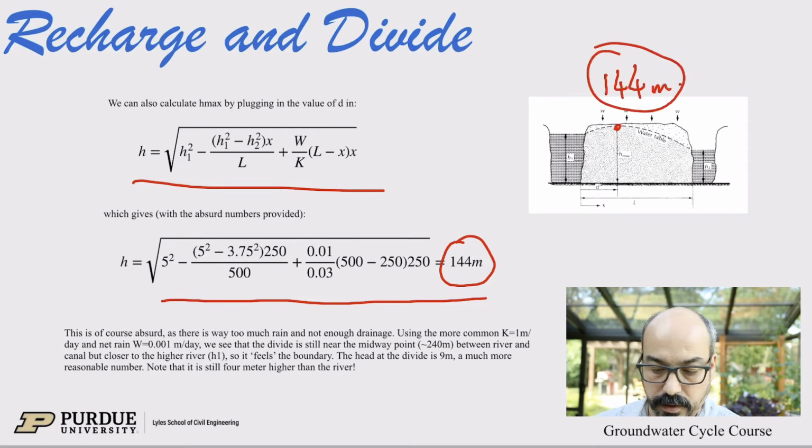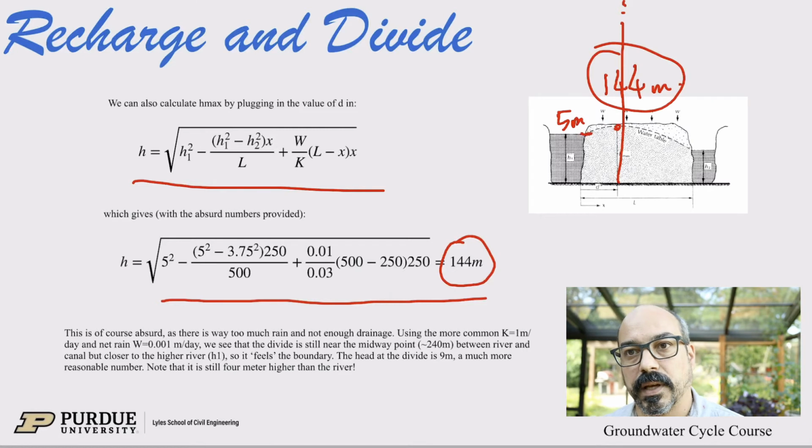meters. Okay, so notice one thing, that this is a completely absurd number. Again, the river here is 5 meter head, so 144 meters is way high in the sky over there. So this just doesn't make any sense. That's like a whole hill, if you will. 140 meters above, that's 500 feet almost for those of you speaking in feet. So that's literally a hill. So it doesn't work.